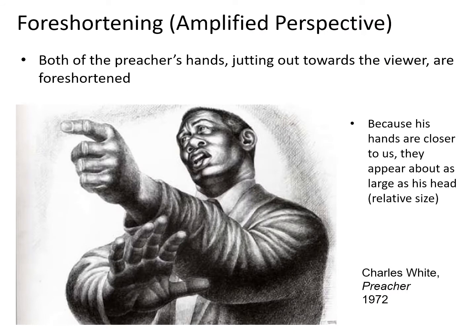This is probably the most famous image by Charles White called Preacher. And we see that his hands and arms are both foreshortened. They are emerging from his body and pointing out at different angles towards us, the viewer. This example is not only a case of foreshortening because of the way the arms are handled, but also consider the size of his hands.